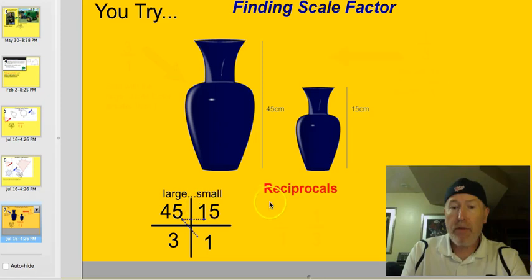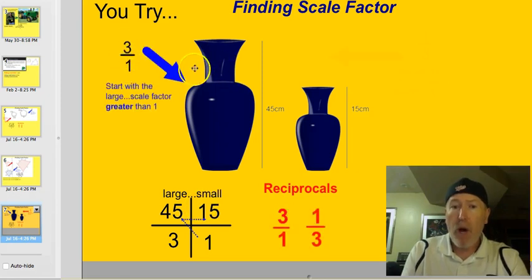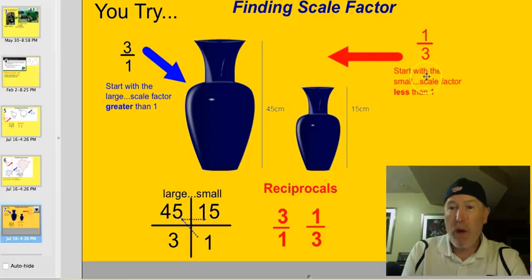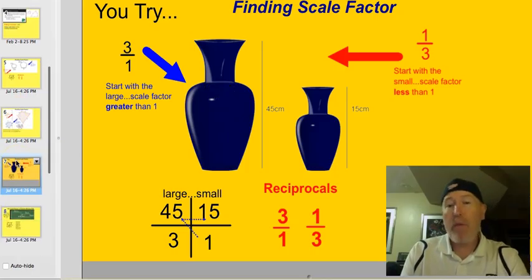1 to 3, 3 to 1. They're reciprocals again. 3 to 1. Starting with the large one, the scale factor is greater than 1, 3 to 1. Starting over here with the smaller one, it's less than 1, 1 to 3, going from small to large.